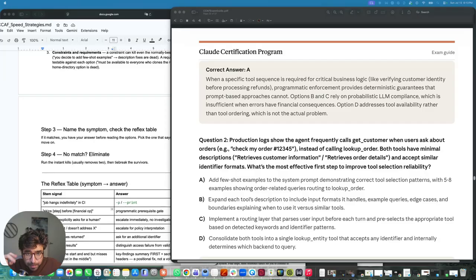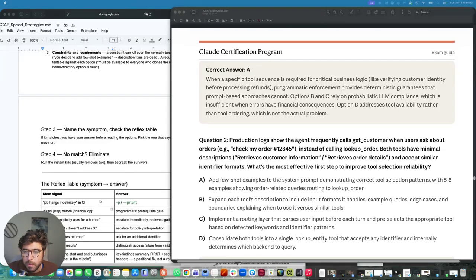Step 2, we're going to scan the stem. And let's look at what this one handed me. It says both tools have minimal descriptions. You see that? The stem is telling me the root cause. It's not hiding it. It's saying it right there. Minimal descriptions.